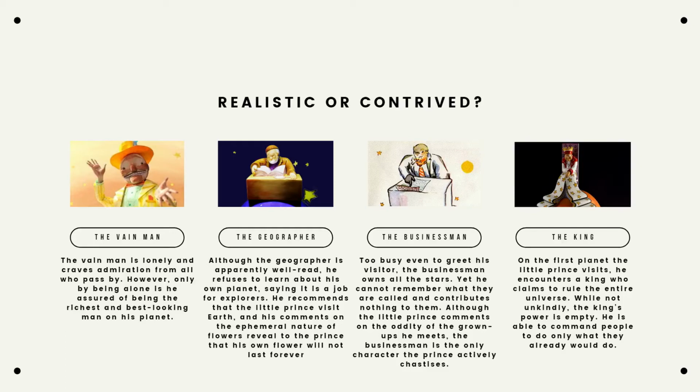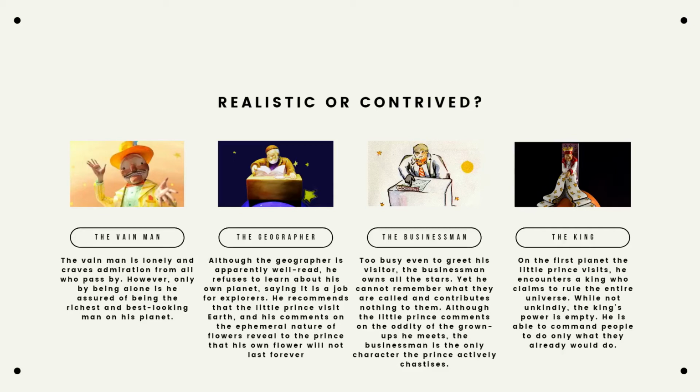The Geographer. Although the geographer is apparently well-read, he refuses to learn about his own planet, saying it is a job for explorers. He recommends that the little prince visit Earth, and his comments on the ephemeral nature of flowers reveal to the prince that his own flower will not last forever.